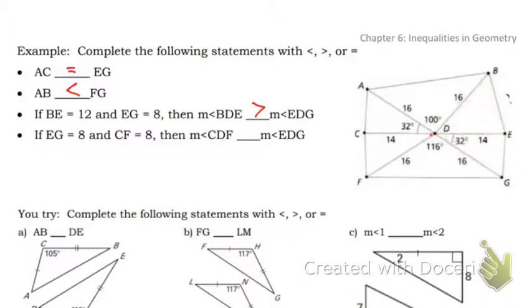All right, final one. We have EG equals 8 and CF equals 8. Well, we already had EG's 8. CF is 8. We're talking about this triangle and this triangle based upon those sides that they gave us. We have 16 is congruent to 16. 14 is congruent to 14. So these must be our hinge angles. 8 is congruent to 8, so our hinge angles must be congruent.